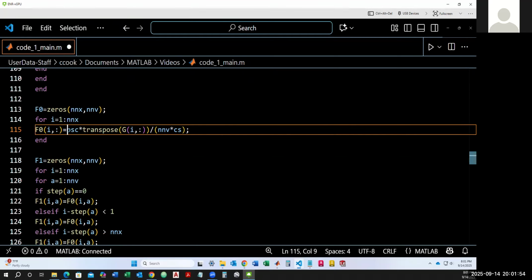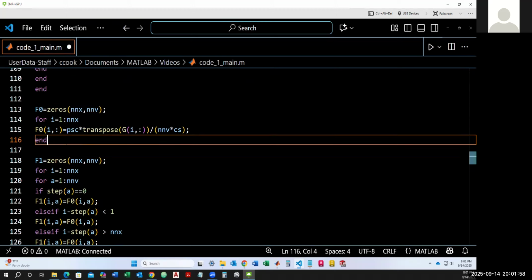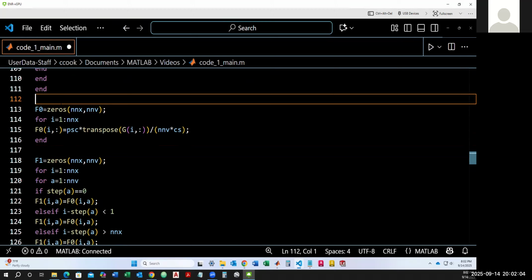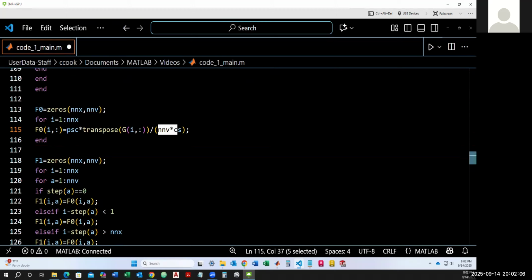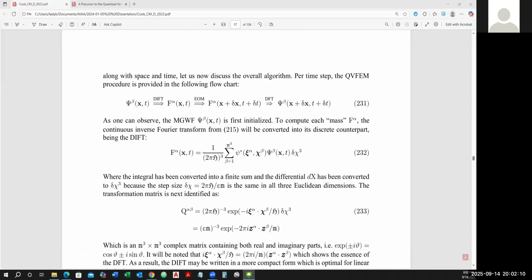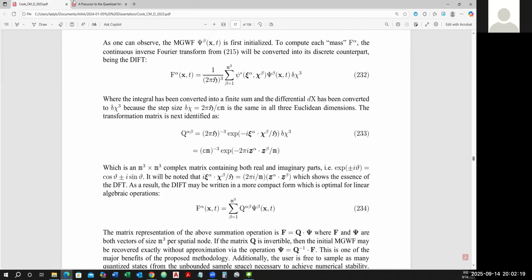This is our complex conjugate wave function, which is a matrix. You then dot it with the vector of g's divided by nnv times cs, where cs is the characteristic speed. So let's look at that computation.